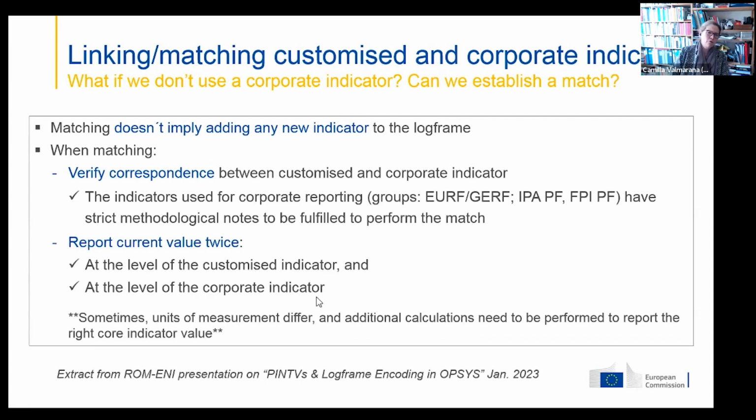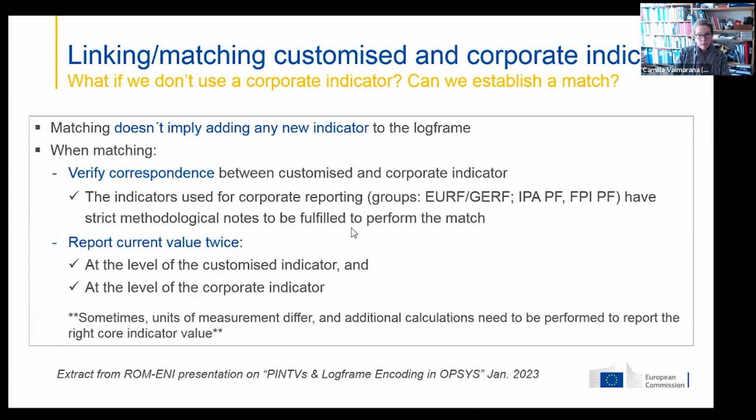When matching, you have to verify the correspondence between customized and corporate indicators. In other words, look at the methodological note to see if indeed the match can happen or not. And this is what we're saying here. And then that the value has to be reported twice. Once for the customized indicator, so for your tailor-made indicator, and once for the corporate indicator.